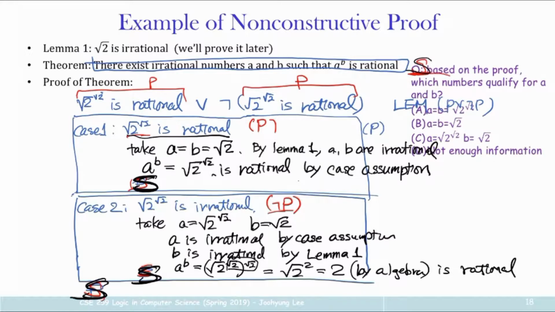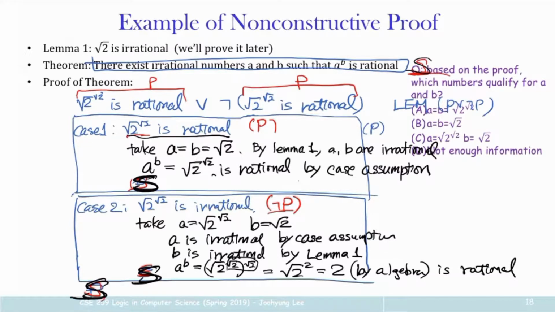So in case 1, this number, square root of 2 to the power of square root of 2, is rational. In case 2, this number is irrational. So you cannot say which number fits A and B for this theorem. The reason this comes out is a bit tricky to understand. The main idea that makes this proof non-constructive is the law of excluded middle. So this proof is non-constructive.